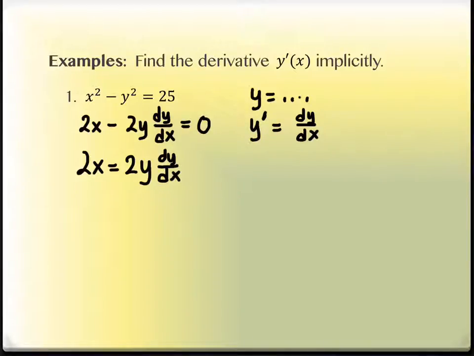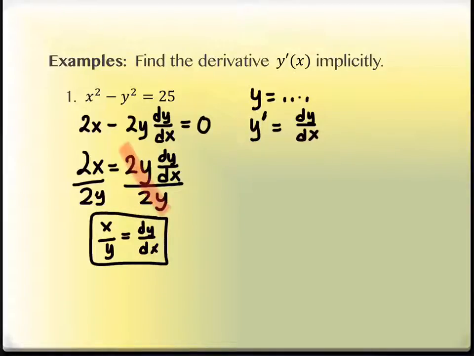And then what do you think I need to do with the 2y? Divide it. Yeah, we're going to divide both sides by 2y. So of course the whole point is that those two cancel out. I'm left with dy/dx on the left. What do you suppose it simplifies to on the right? x over y. It's just x over y.